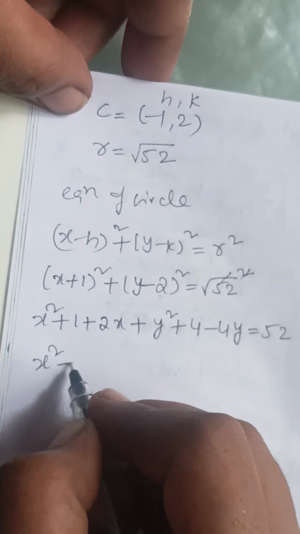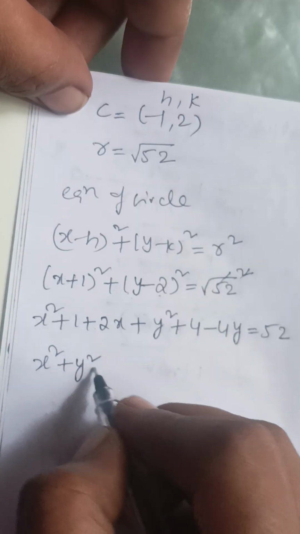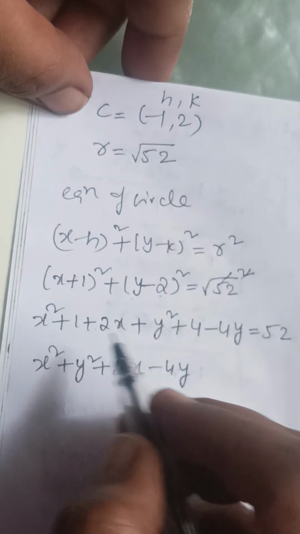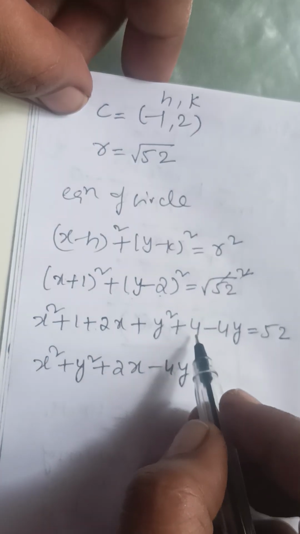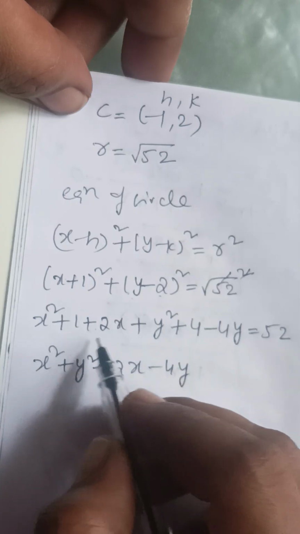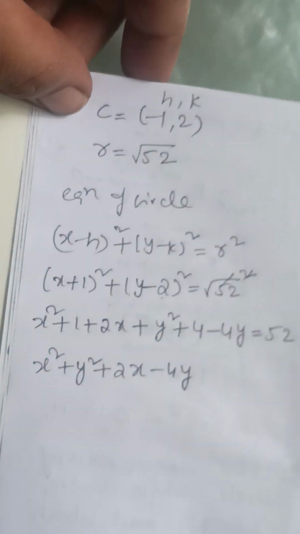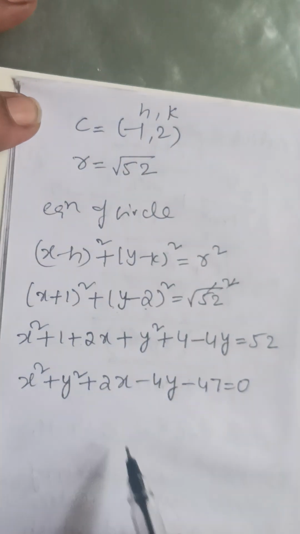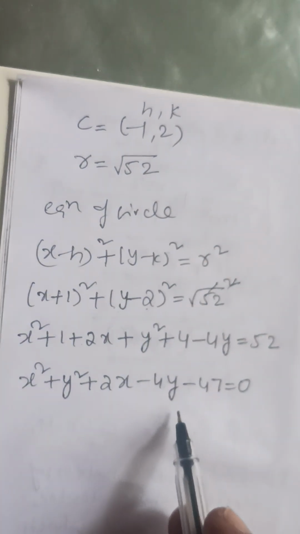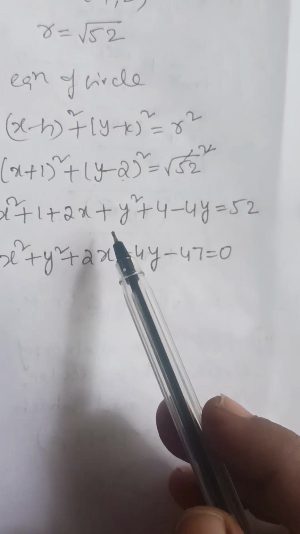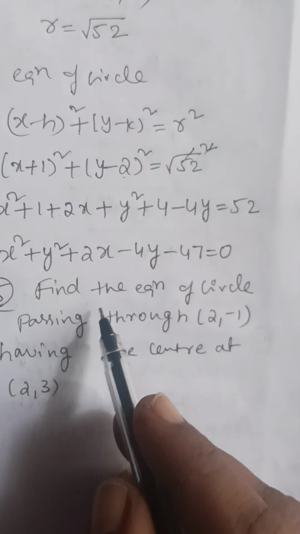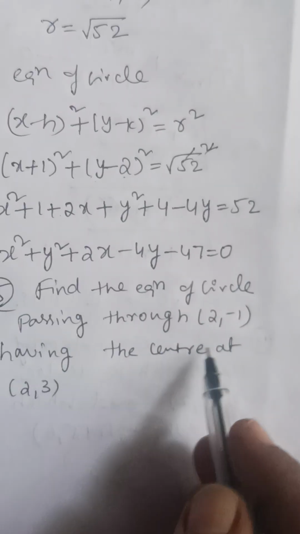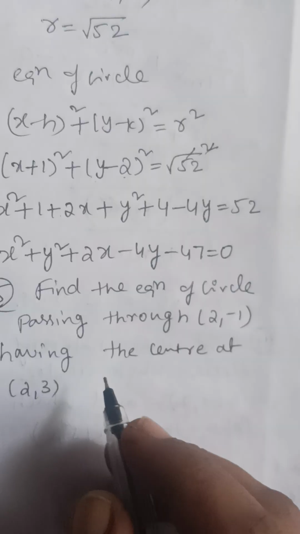So x square, immediately write y square, and after that 2x minus 4y and all the constant terms, 1 plus 4 is 5 minus 52. So 5 minus 52 is minus 47 equal to 0 is the required equation of circle. This is example problem. Next question is, find the equation of circle passing through 2 comma minus 1 and having the center at 2 comma 3. This is the same type.